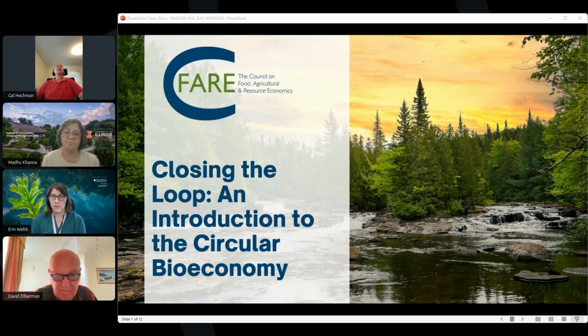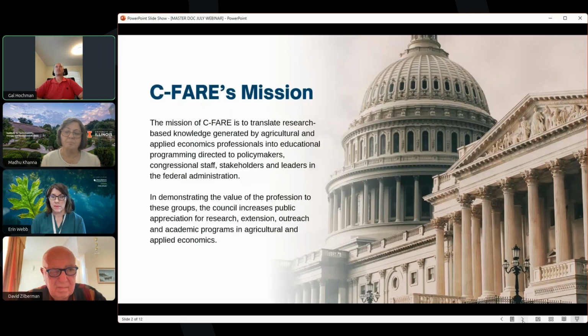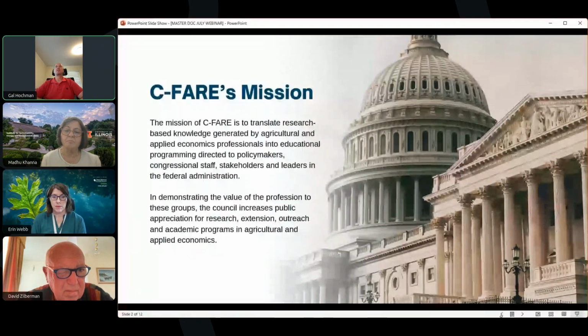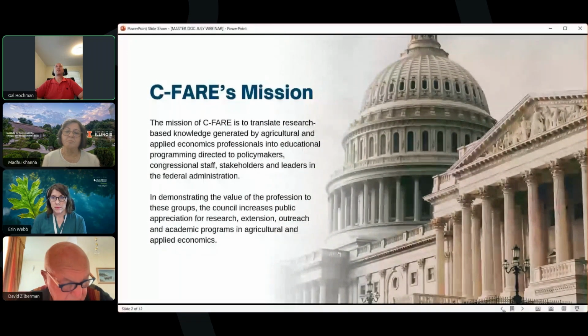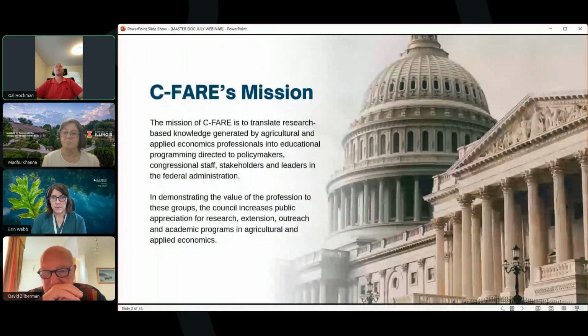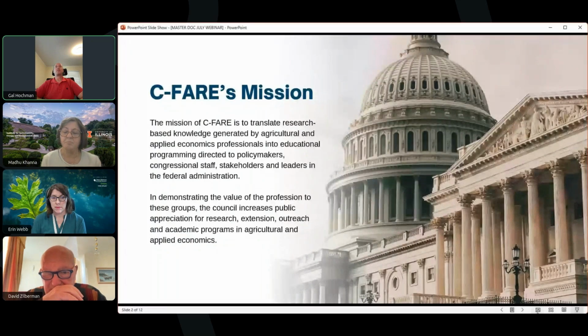It's CIFER's mission to translate high-level research and knowledge to a diverse audience that includes policymakers, elected officials, and federal administrators. When we demonstrate the value of the profession to these groups, the Council increases public appreciation for research, extension, outreach, and academic programs in agricultural and applied economics.